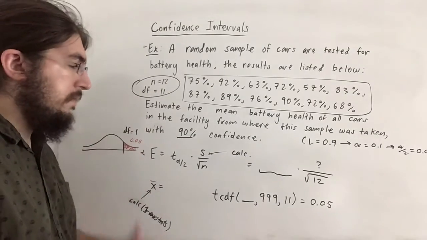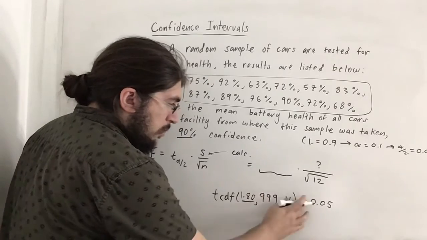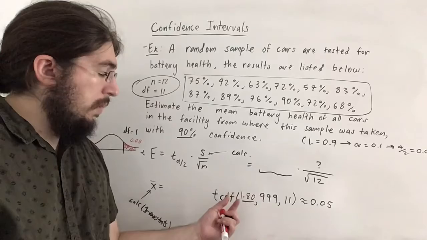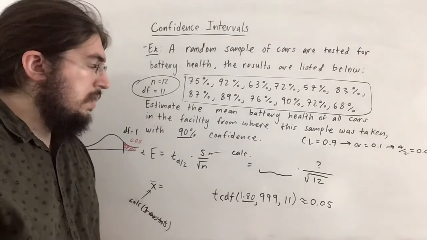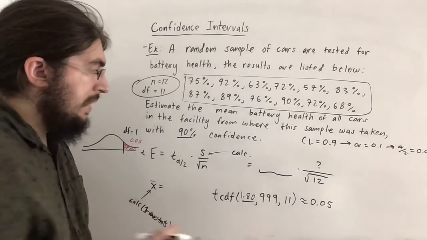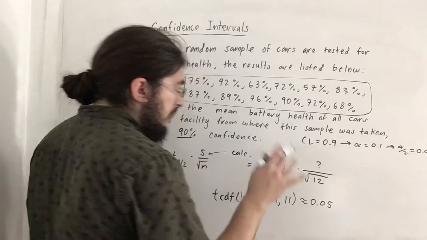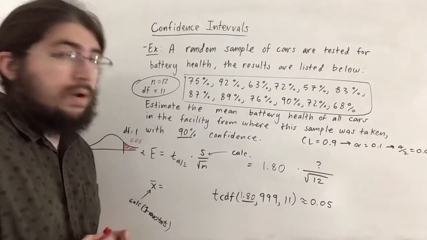So I guessed lower, and eventually I got that 1.80 actually worked. So 1.80 gives you about 0.05 if you type tcdf from 1.80 to a very, very large number, comma 11 for your degrees of freedom. Now, that means the t sub alpha over 2 part is taken care of. That's about 1.80. Perfect. S and X bar, I'll calculate off screen right now using 1-Var Stats.